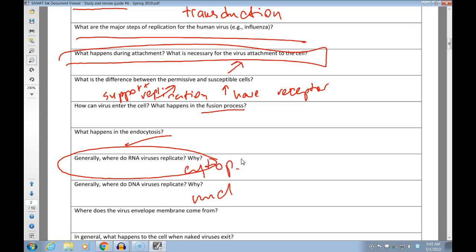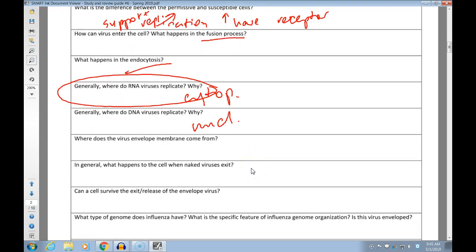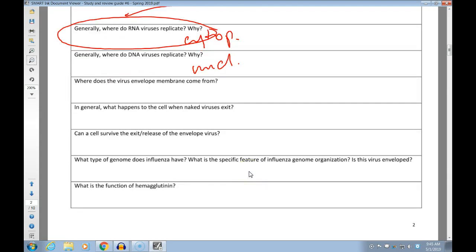Cytoplasm, nucleus. Virus envelope membrane comes from membranes of the cell. It can be cytoplasmic, it can be Golgi, it can be endoplasmic reticulum. In general, naked virus exits leads to lysis. Can a cell survive the exit or release of envelope virus? Can? Yes, sometimes it can. Okay?